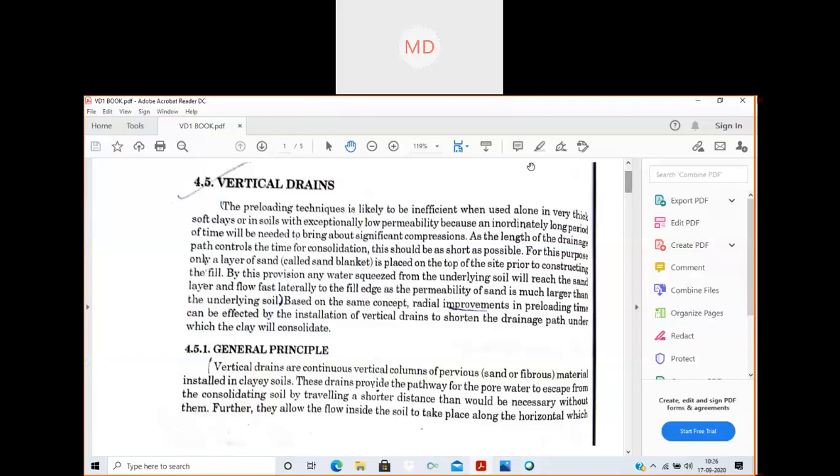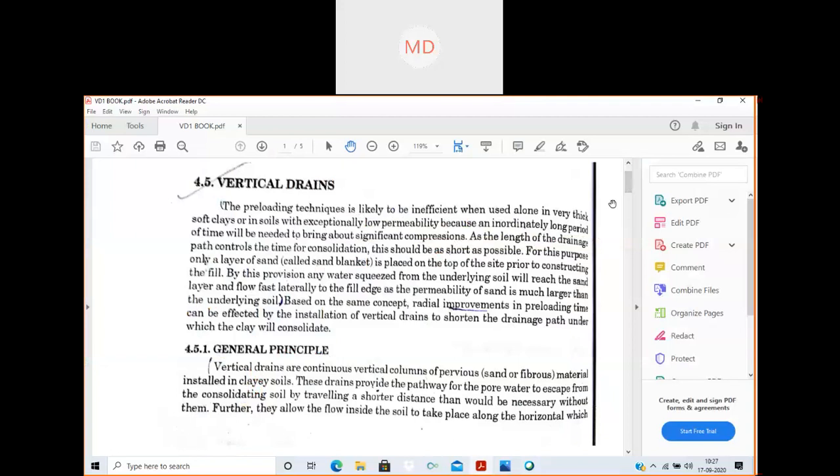So the preloading technique is likely to be insufficient when used alone in very thick, soft clays or in soils with exceptionally low permeability because an inordinately long period of time will be needed to bring about significant compression. As the length of the drainage path controls the time for consolidation, this should be as short as possible. For this purpose, a layer of sand called a sand blanket is placed on the top of a site prior to constructing the fill.